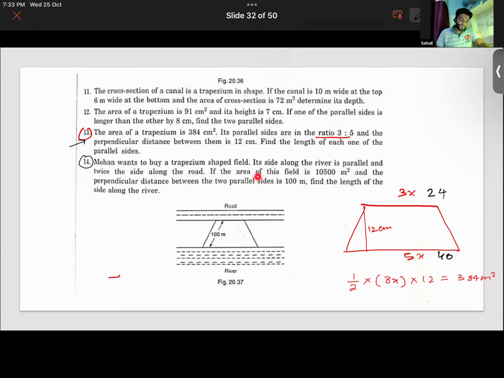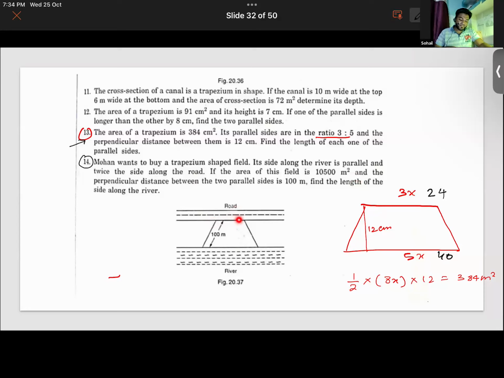Along the road, its side is parallel, and it says that it's twice the side along the road. So another side here is basically twice the side which is adjacent to the road. And the area of this field is also given over here. That is 10,500 square meter. And the perpendicular distance has also been provided over here. That is 100 meter. We need to find the length of side along the river.